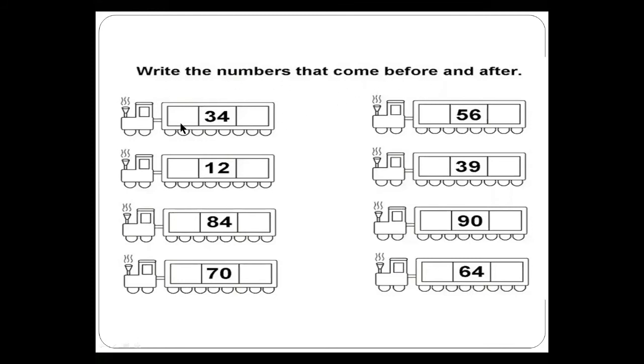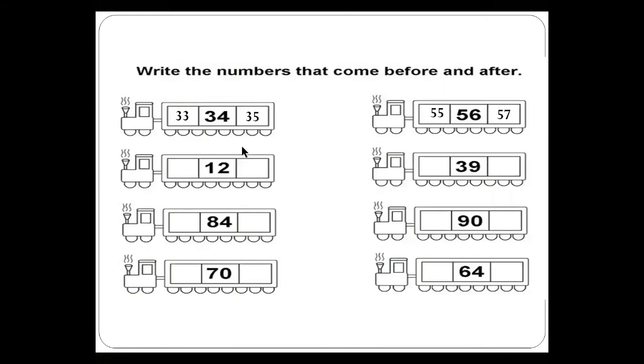So before 34, what will come? 33. 33, 34, then 35. Now move towards the next. We have the number 56. What will come before 56? 55, then 56 and 57. After the number is 57.